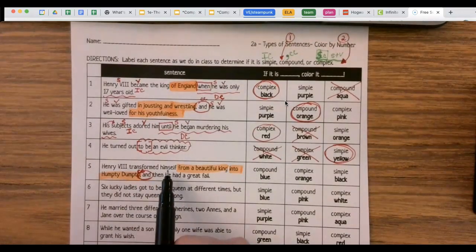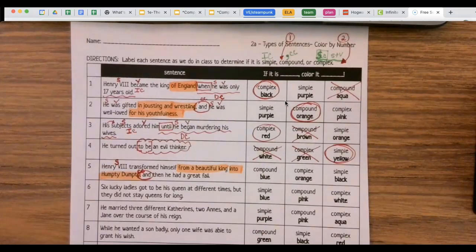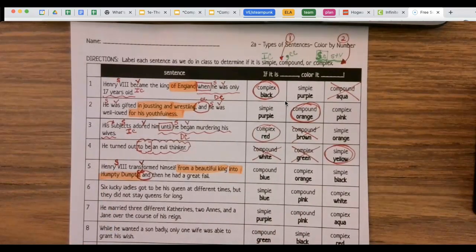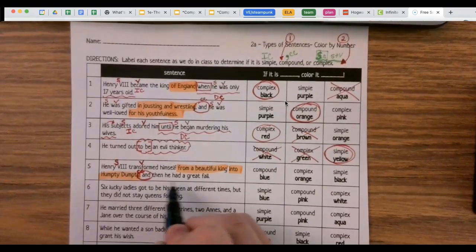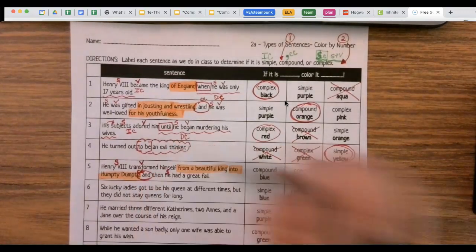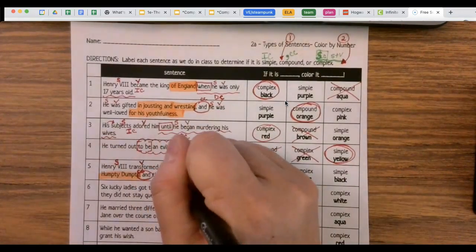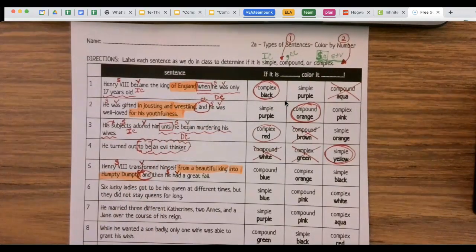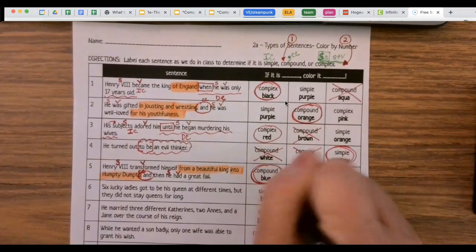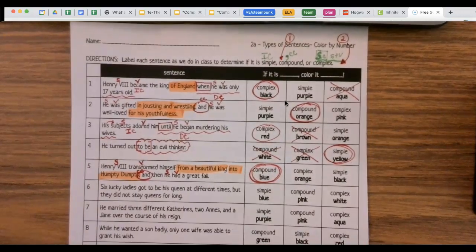"Henry VIII transformed himself." So Henry VIII is who I'm talking about. He's the subject. What did he do? He transformed. So I've got an independent clause on that side. "Then he had a great fall." He is who the sentence is about, referring back to Henry VIII. And what did he do? He had. So I've got an independent clause on that side, so I know that this sentence is compound. So I'm going to go to all the number 5's and color them in blue.